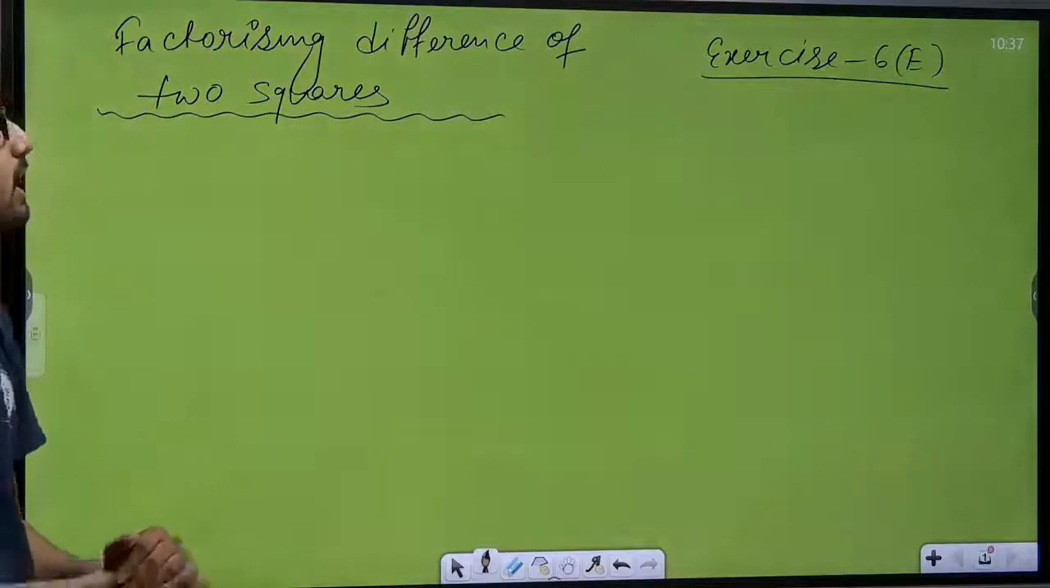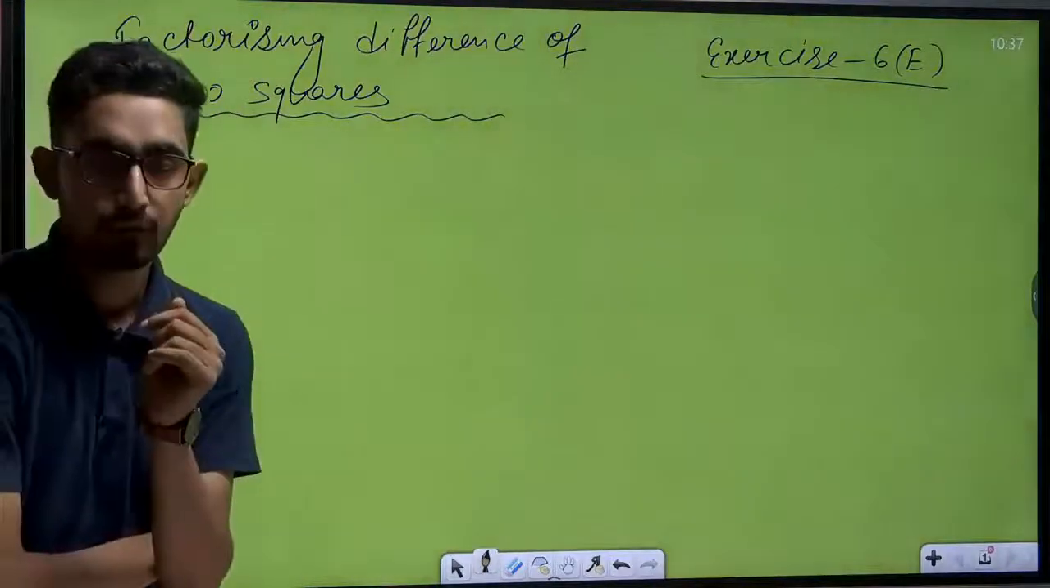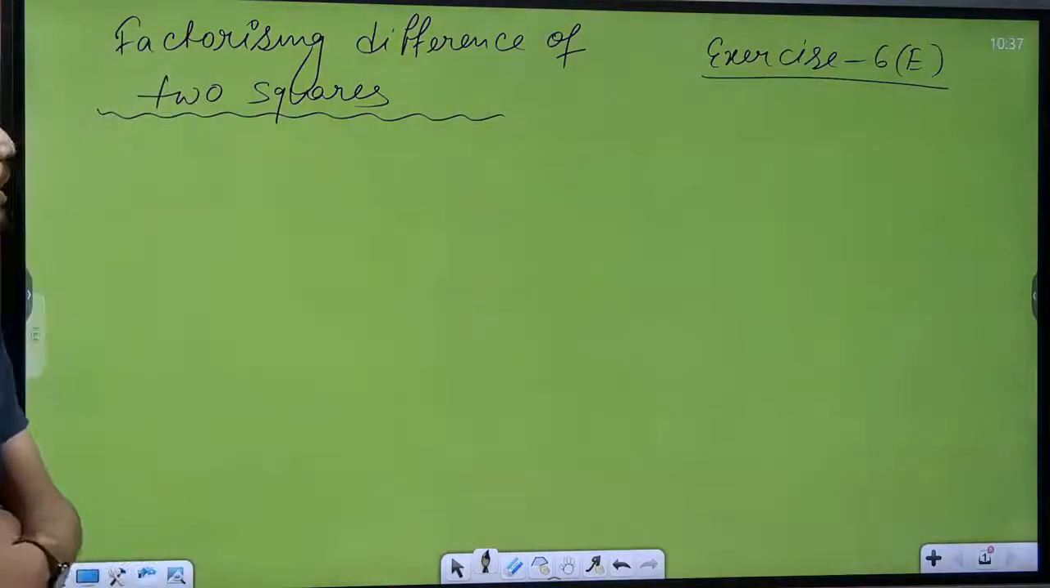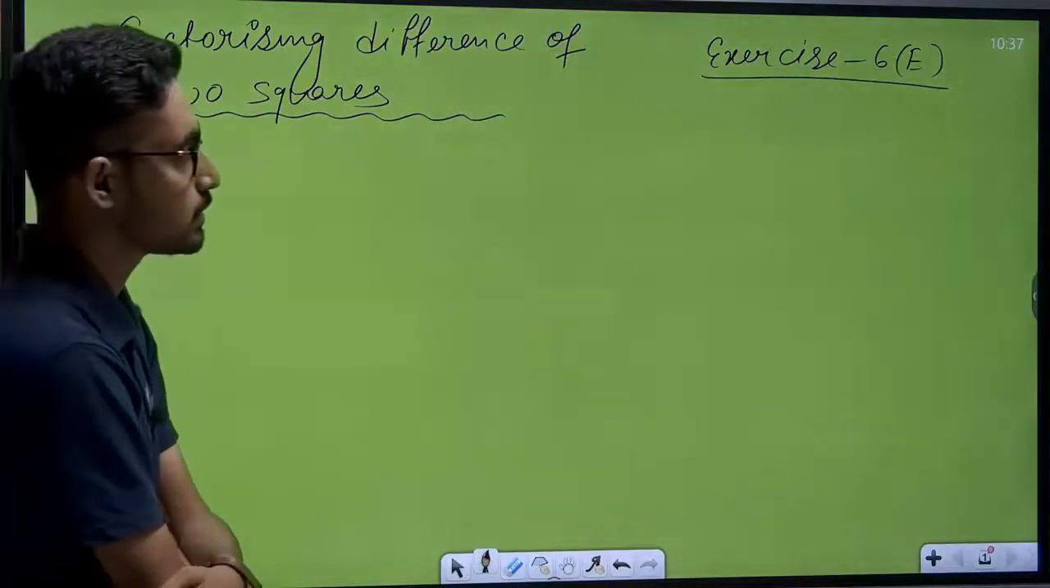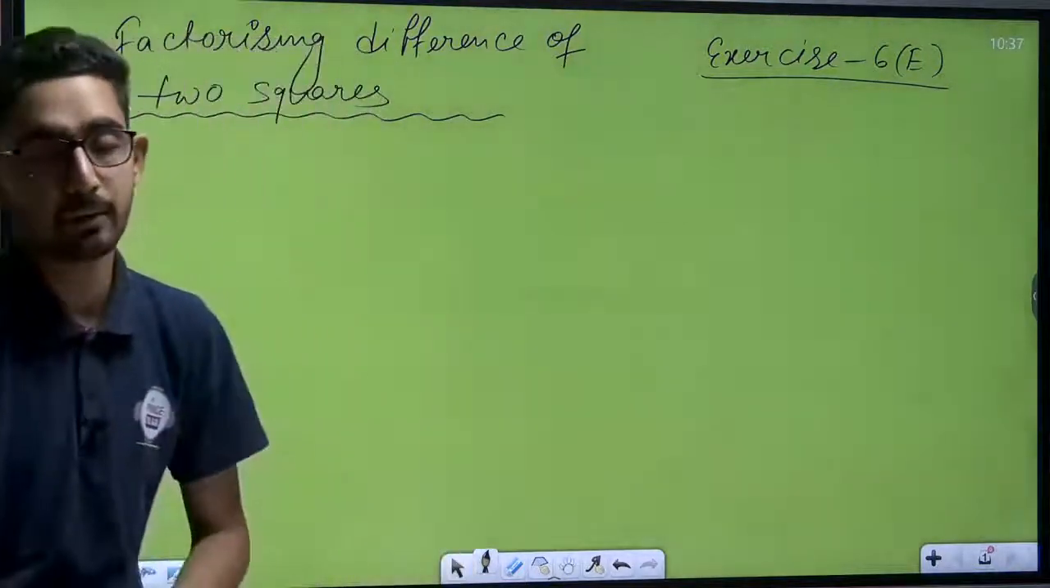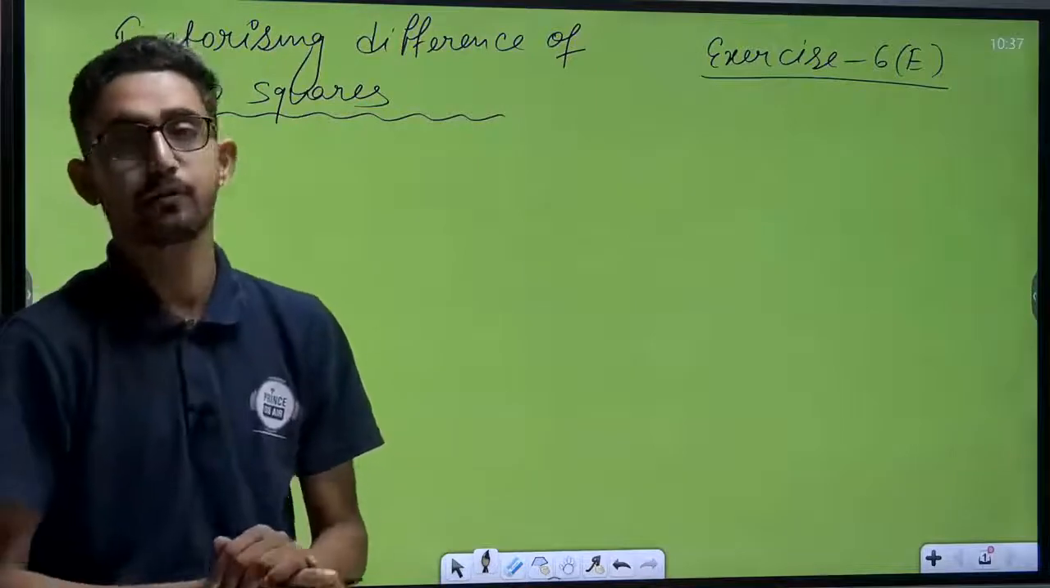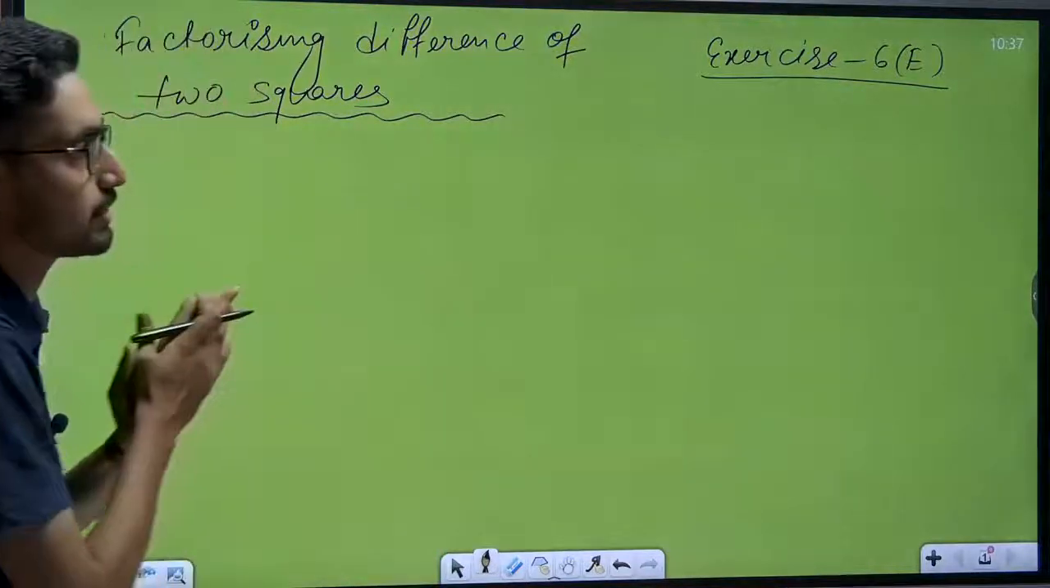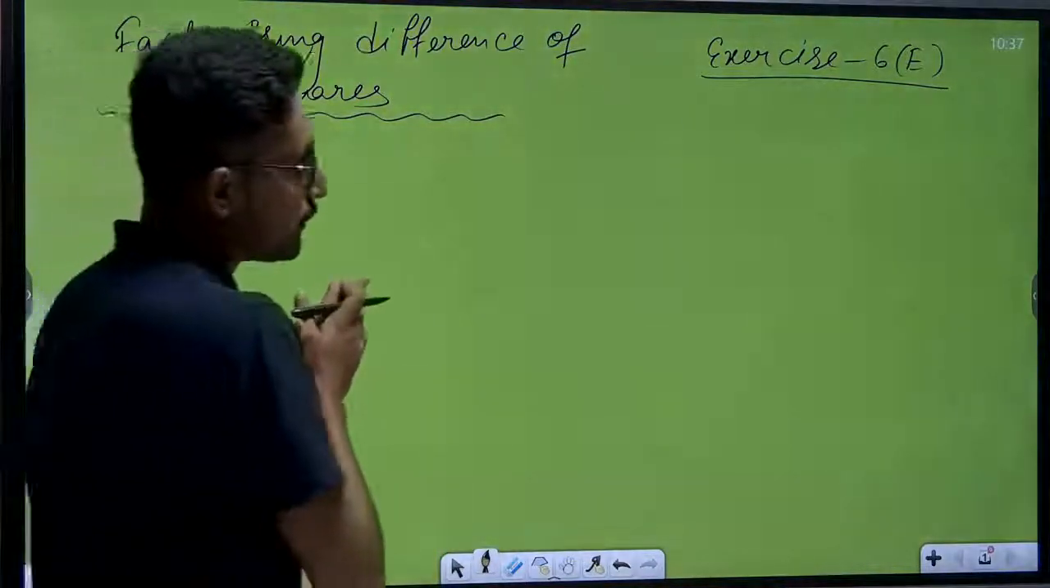Okay, students, today we are going to start a new topic, that is factorizing difference of two squares. This is a very good topic, and in this topic one formula is there, and based on that formula only we solve each and every question. So what is this formula? Let's all of you note down this formula first.